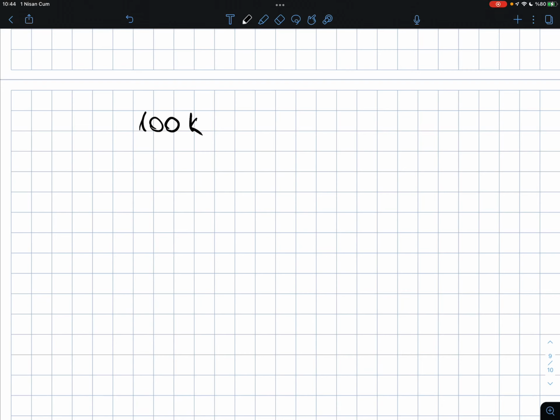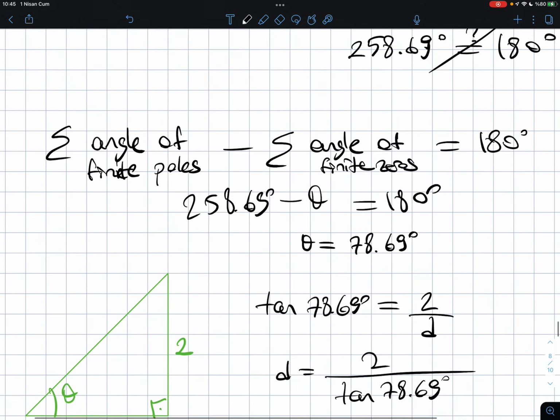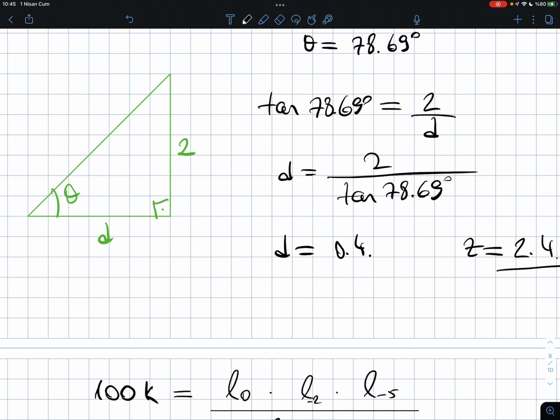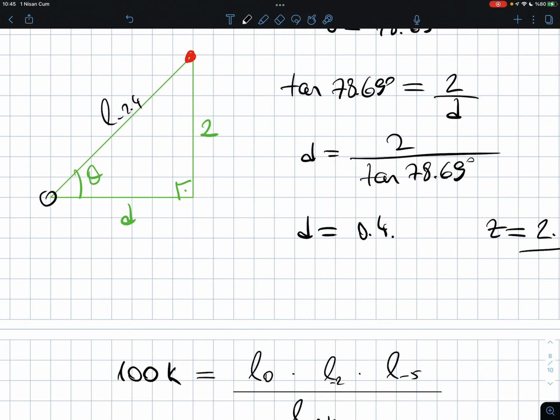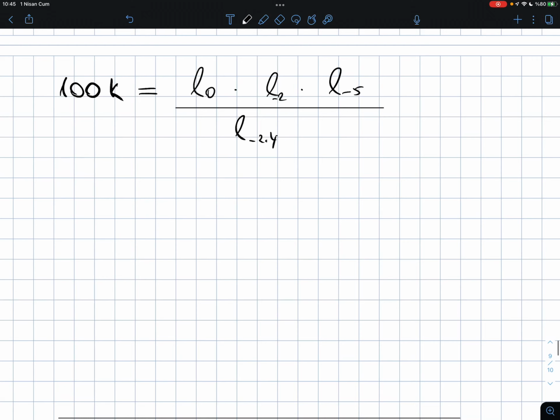And again, remember, the left-hand side for the gain condition was 100k. That doesn't change here. And now, the gain condition is the following. L0 times L minus 2 times L minus 5 divided by L minus 2.4. Now I have to divide into the distance of the zero in order to use the gain condition here. Actually we know what the L minus 2.4 looks like, because we had this triangle and this point was the design point here. Therefore, we already have a nice triangle that represents the distance from the zero to the actual design point here. So 100k will be equal to the following.